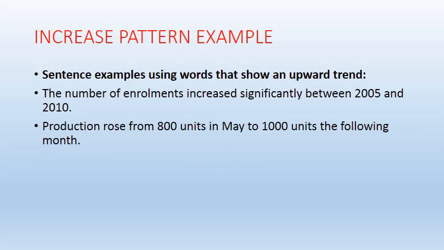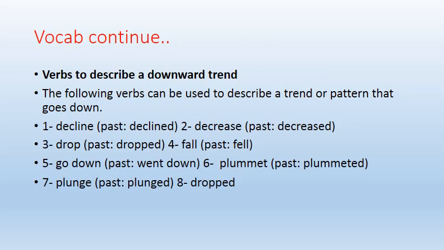Next is the increase pattern example. I showed you the list of words for the increase pattern, now I'm showing you examples. A sentence example using words that show an upward trend: The number of enrollments increased significantly between 2005 and 2010. Another example is: production rose from 800 units in May to 1000 units the following month. Likewise, you can practice at your home.